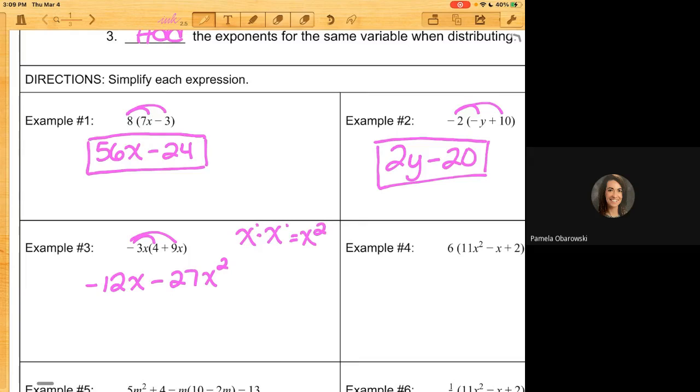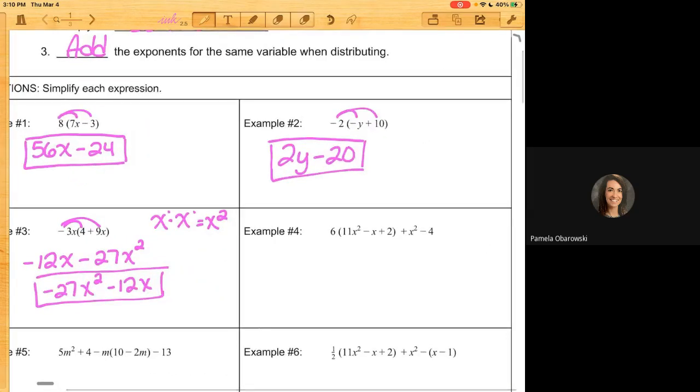Going back to what we discussed last block, I've got -12x minus 27x squared. I want it in standard form, so I'm going to switch those around to get -27x squared minus 12x. Those are not like terms, so I'm going to go ahead and box my answer. This is a quadratic binomial.